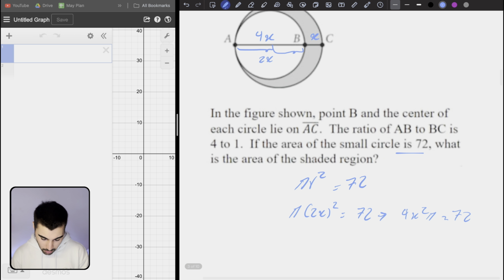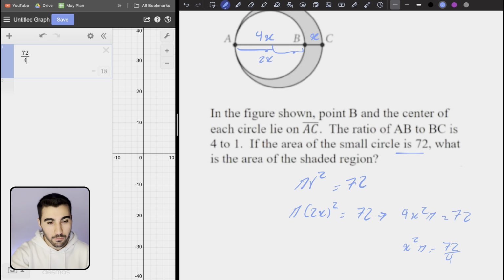So what we can do now is divide both sides by 4. x squared pi is equal to 72 divided by 4. 72 divided by 4 gives us 18. So I'm just going to write 18 here. Okay, so let's just keep it that way. x squared pi is 18.